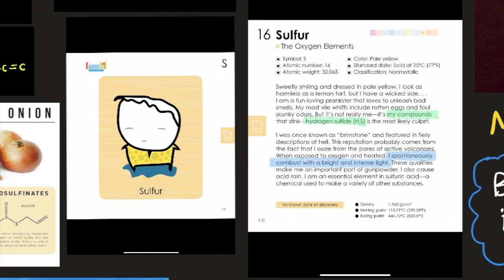And so the sulfur mentions how it produces a foul odor, but it's not the sulfur element on its own that creates the foul odor. It's actually when it combines with the element hydrogen to form hydrogen sulfide that creates that rotten egg smell. In fact, the eggs that we consume are yellow in the yolk because of the sulfur present within it.